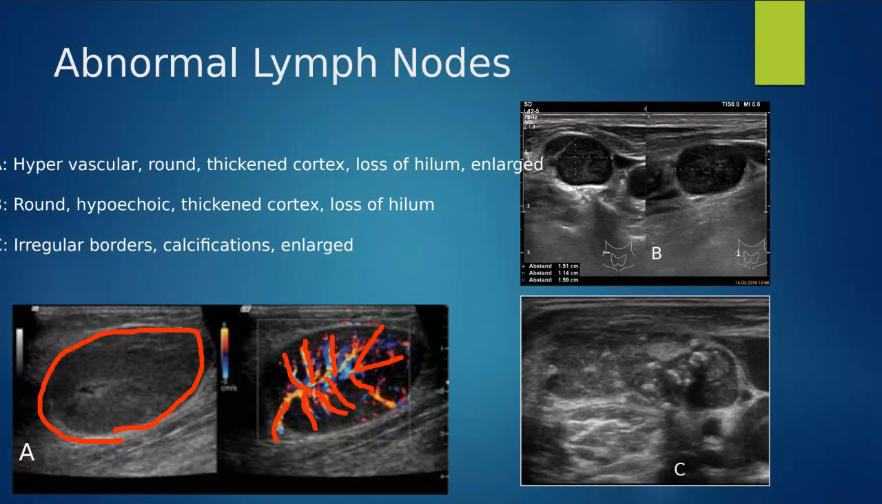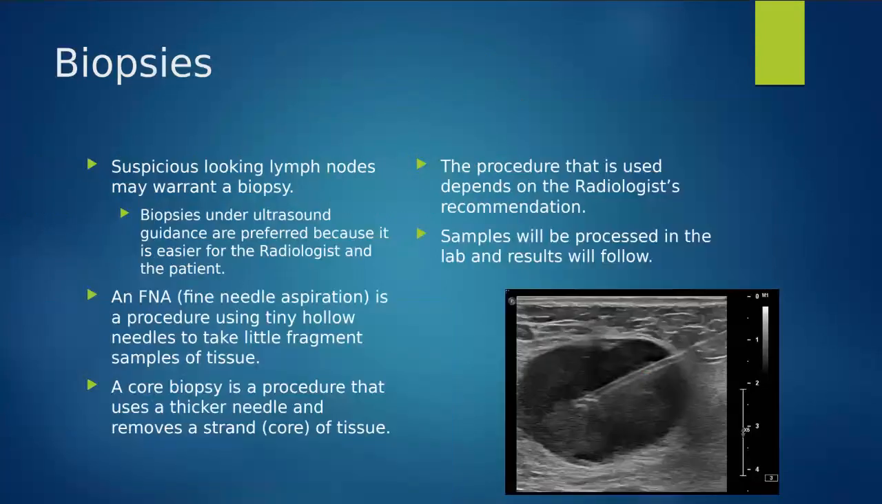Picture B on the top, again, super round, no cortical medullary differentiation, pretty enlarged as well. So again, we don't want to see lymph nodes looking like that. And then picture C. So to me, my interpretation of this picture is that this is the whole lymph node. So pretty irregular, ill-defined borders, and we have numerous calcifications. So we don't want to see calcifications in any lymph node.